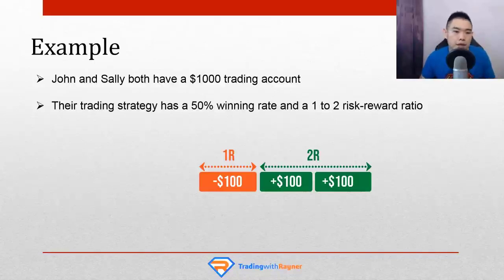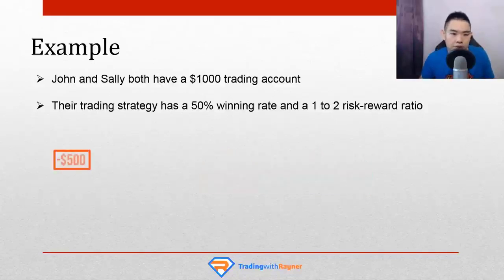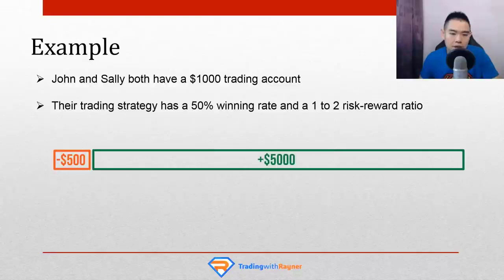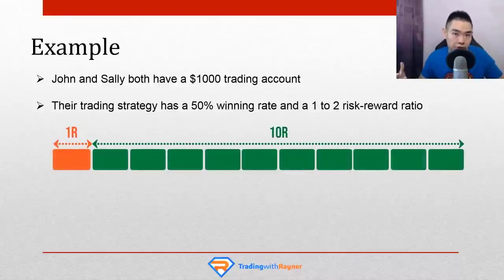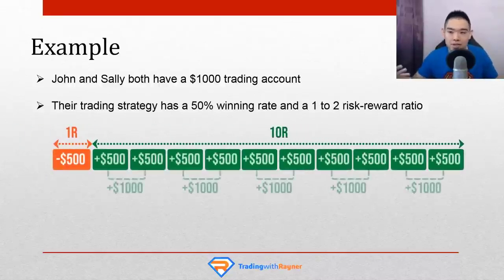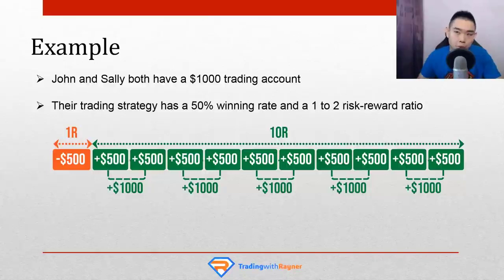Another example, let's say you have a $500 risk on the trade. And instead of losing that $500, the market went in your favor and you made $5,000 instead. What is the risk-to-reward ratio on this trade? This is a risk-to-reward ratio of 1 to 10. You were risking $500 and you made $5,000 at the end of it. So this is a risk-reward ratio of 1 to 10.